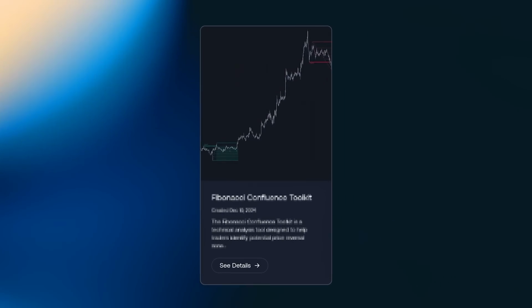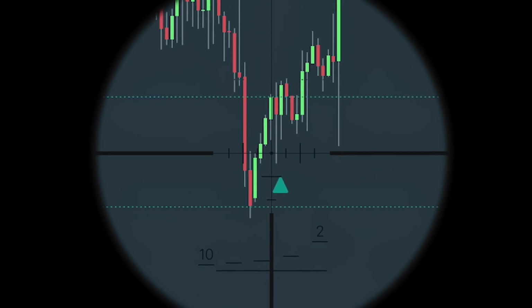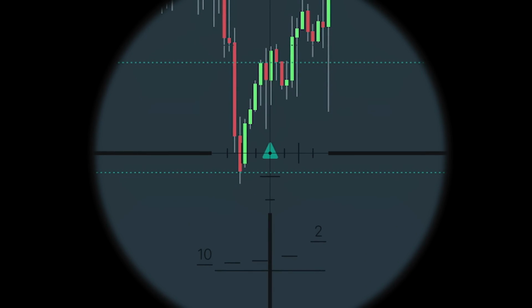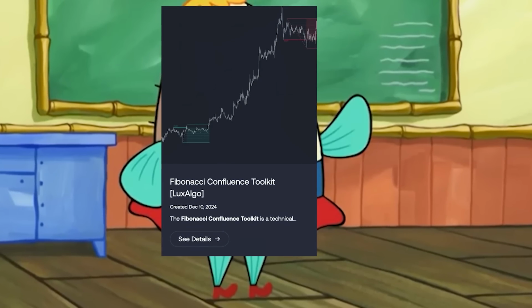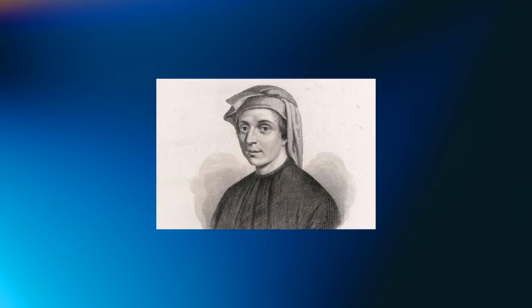Today's indicator won't just automatically draw the Fibonacci for you, but it will also detect price patterns within the most important of those zones to provide sniper entries. Take a seat and pay attention, because this new indicator will do 90% of the heavy lifting for you. Let's jump right in. Now, before we get to the indicator, let's first talk about Fibonacci.